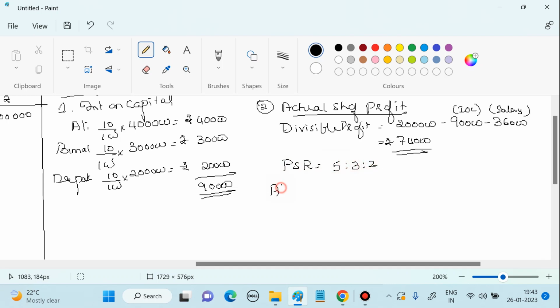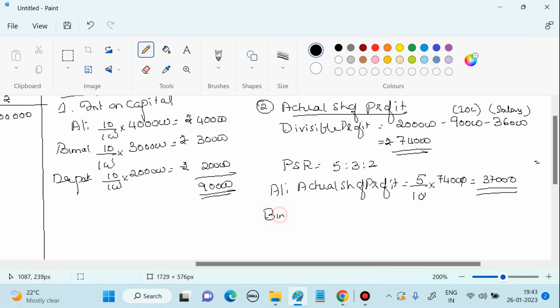So we'll start with Ali. Ali's actual share of profit is 5 by 10 of 74,000. So that is 37,000. For him, there is nothing to be done. He will get whatever is his share. He is not involved in the guarantee.